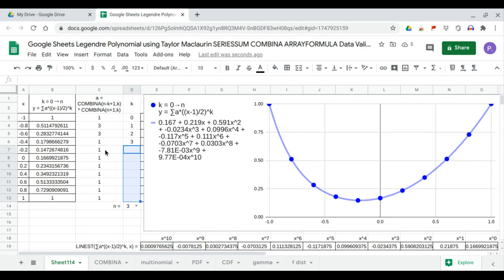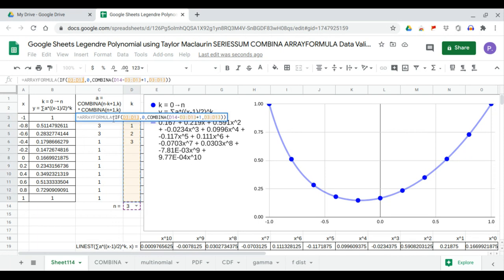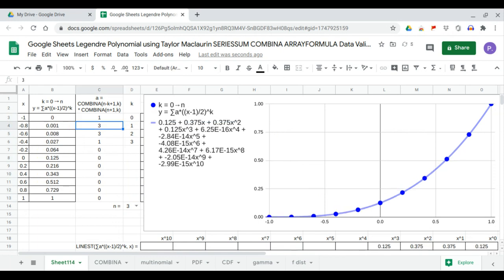If this is empty, this should be 0. So we will correct this. So if k is empty, it should be 0. Otherwise, calculate. Now, if k is empty, this should be 0. We have fixed the problem.